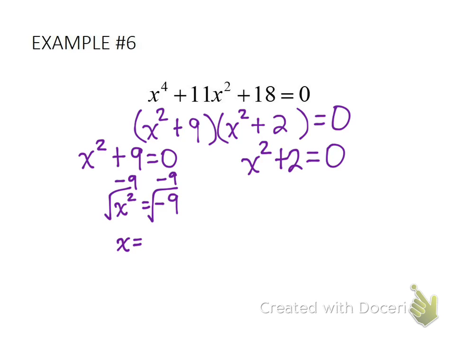X equals 3i or... Okay, plus or minus 3i, a positive 3i or a negative 3i. Remember, if you have a perfect square number under your radical, even if it has an i, there doesn't need to be a radical anymore. 9's a perfect square number, so we can just get plus or minus 3i. Questions on that half of the problem?